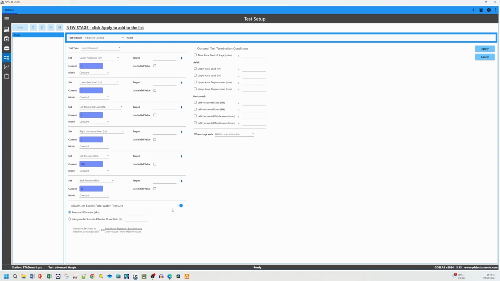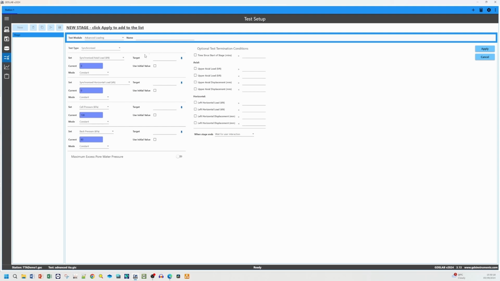Then moving on to synchronized, in the first set block you have your usual axle load, which this time is synchronized, and then you have synchronized axle displacement, as well as major principal strain and major principal stress. And again, you have the usual modes of constant, ramp, cyclic and halt. On the next set block, you have synchronized horizontal displacement, synchronized horizontal load, intermediate principal strain, and intermediate principal stress. And you also have TTA-B. Then you have the next two set blocks, which are cell pressure and volume, and back pressure and volume. Again, in the back pressure, you have back to cell differential and backflow rate.